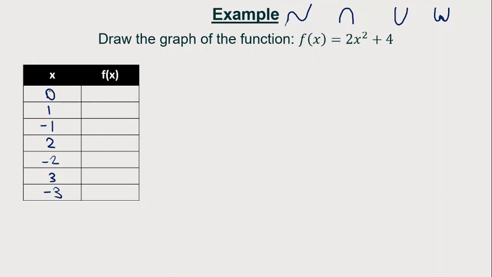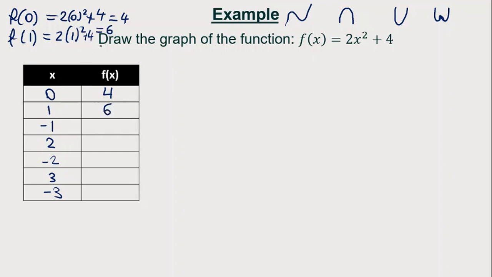So f of x, if I plug in 0 here, if I'm looking for f of 0, 0 is plugged in into the place of x, so I have 2 multiplied with 0 squared plus 4, and that equals 0 plus 4, and that's a 4. So my f of x when x is 0 is 4. When the argument of a function is 0, the value of the function is 4. If I plug in 1 instead, I will have 2 multiplied with 1 squared plus 4, and that equals 2 plus 4, which is 6. So I have 6 in there.